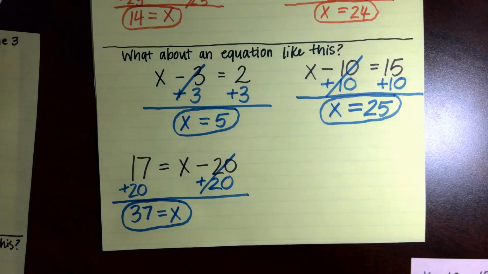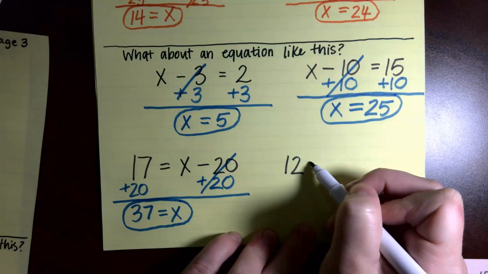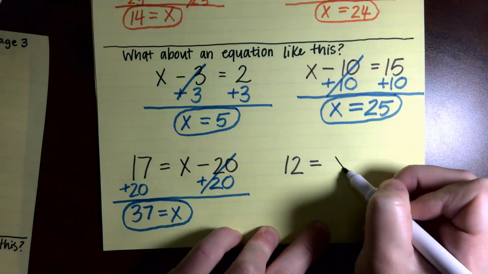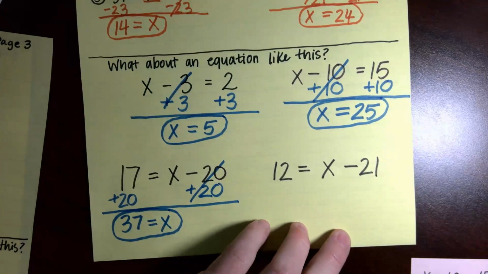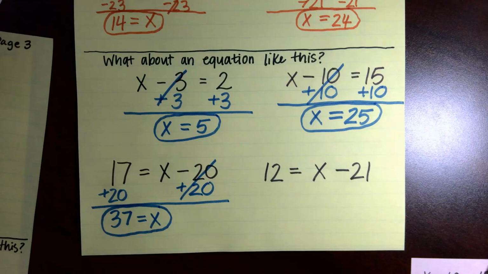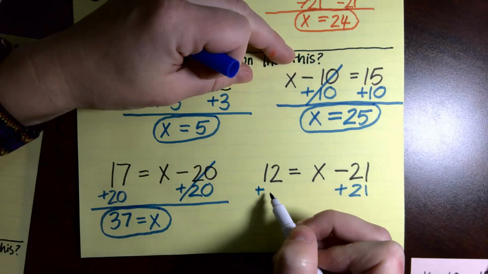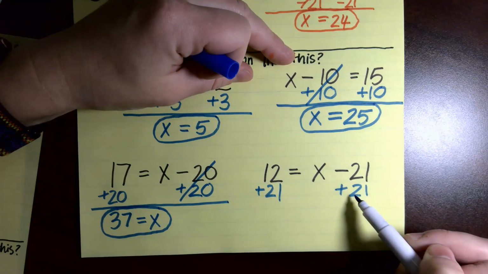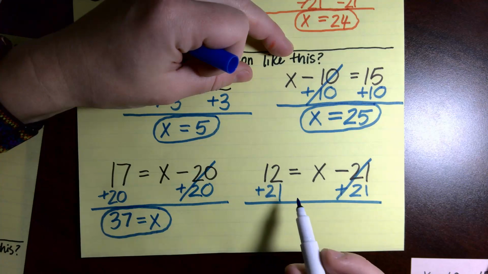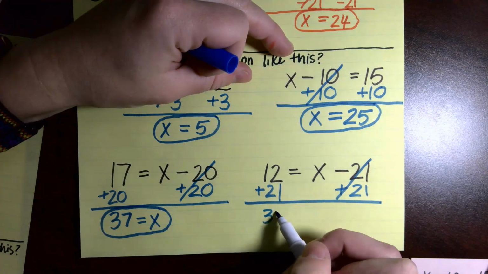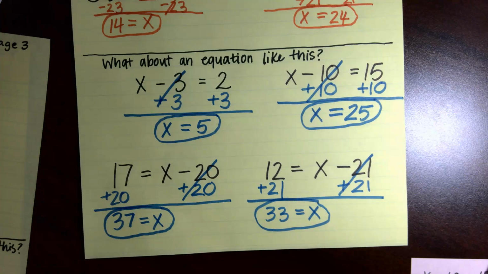Okay, let's do one more, and then I'm going to have you try on your own again. How about 12 equals x minus 21. Okay. What's our first step? Add 21. We want to get rid of it. So to do that, we need them to cancel out. So negative 21 and positive 21, those two cancel. Now what do we do? Add 12. Yes, and what's 12 plus 21? 33 equals x. And then we circle it. Perfect, guys. That is wonderful.